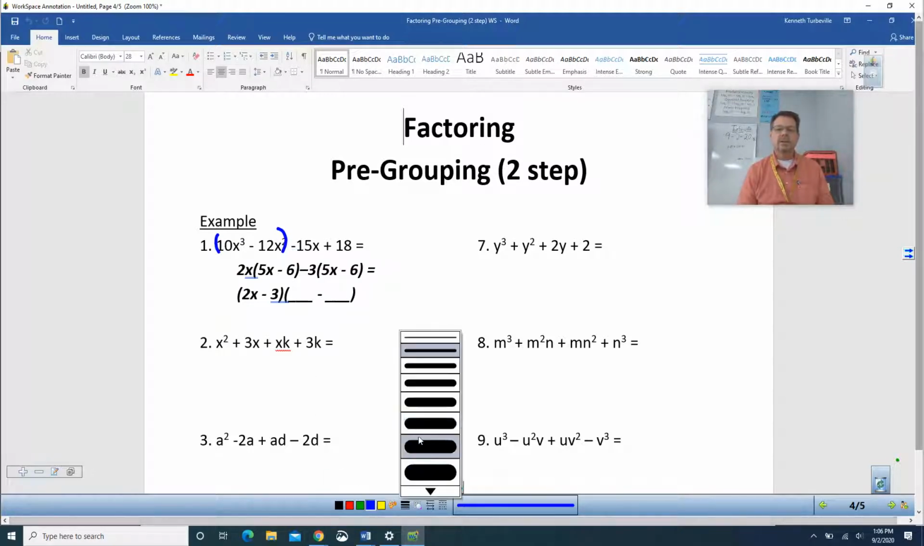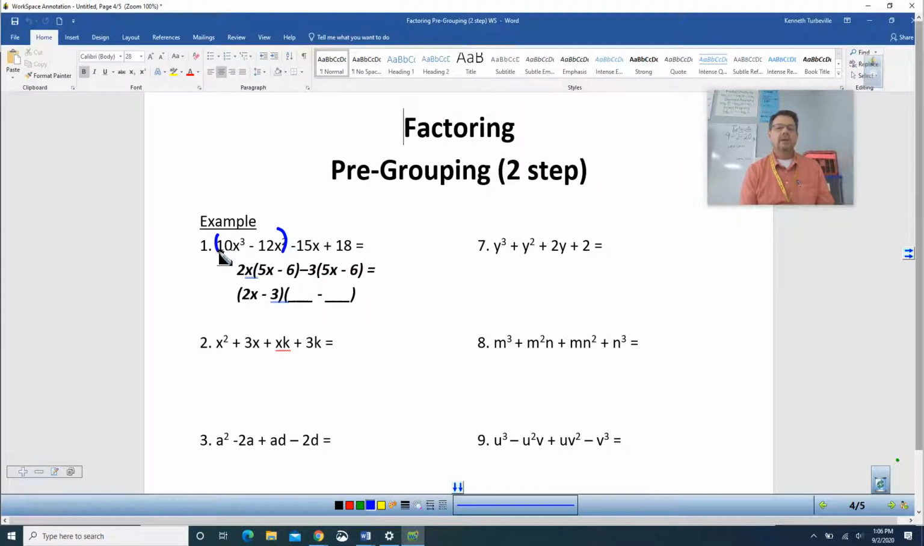Let's make this a little thinner. Okay, and so if I just take this first group, what is the common factor, the greatest common factor? Well, that's 2x. Okay, so you pull out the 2x and you're left with 5x minus 6. Real quick check. How can I always quick check? 2x times 5x. Is that 10x to the third? It is not.